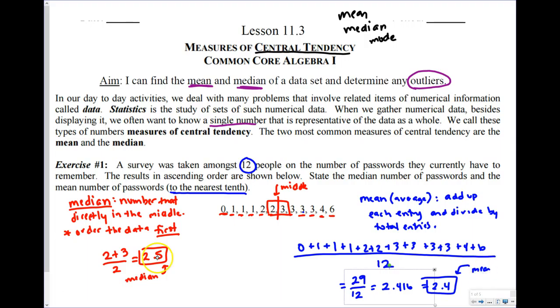So this 2.4 is our mean. Notice that the two numbers are pretty similar, 2.4 and 2.5. That's not always going to be the case. Sometimes the mean is larger, sometimes it's smaller, but these are measures of central tendency, meaning that, well, the average person has to memorize 2.5 passwords, okay? So let's take a look at this further when we're talking about analyzing data with the median and the mean.